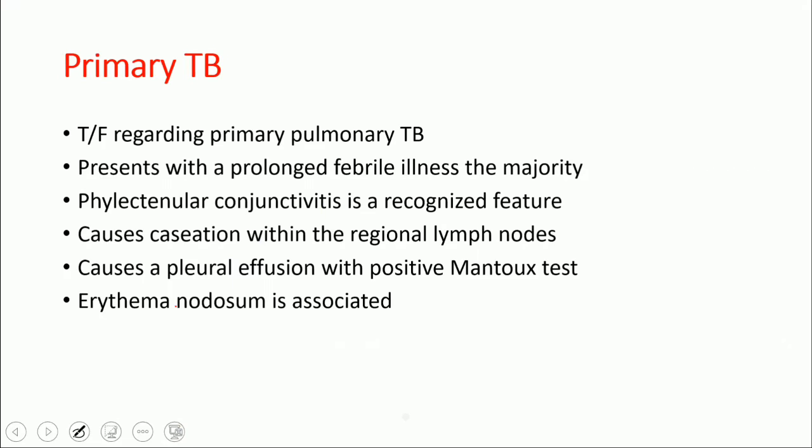Okay. The third point is causes caseation within the regional lymph nodes. Now, excessive caseation, you can get a little bit of caseation anyway. What I was actually meaning to ask is that in primary TB, you don't get prominent or excessive caseation. You can get a little bit of caseous necrosis, not a lot. So excessive.